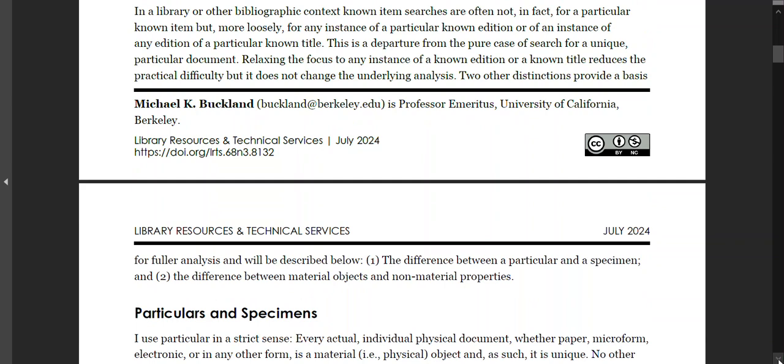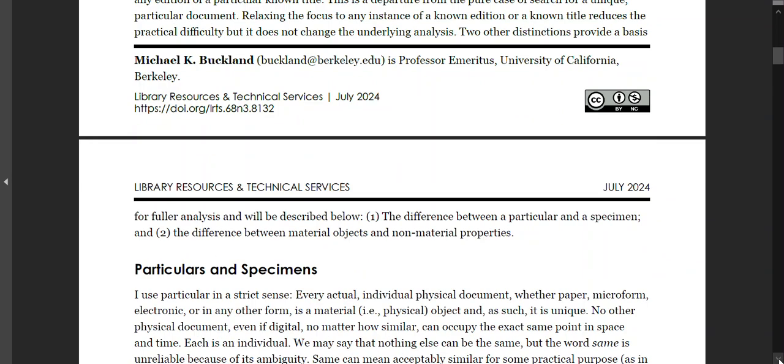Two other distinctions provide basis for fuller analysis and will be described below. The difference between a particular and a specimen, the difference between material and non-material properties. Alright, lay it on me.